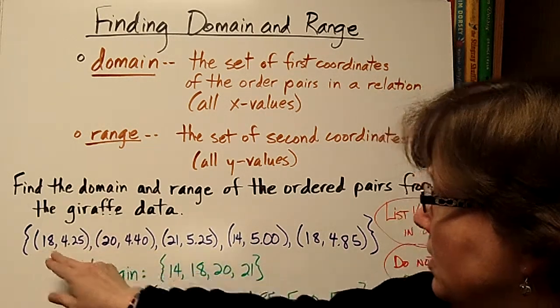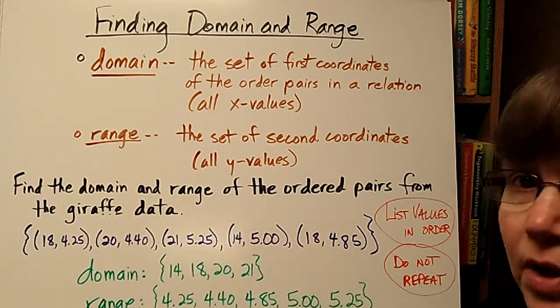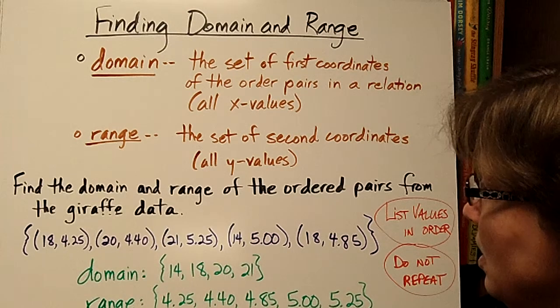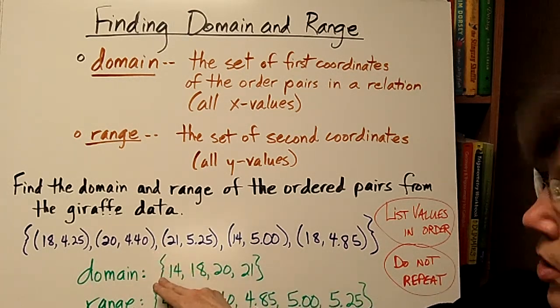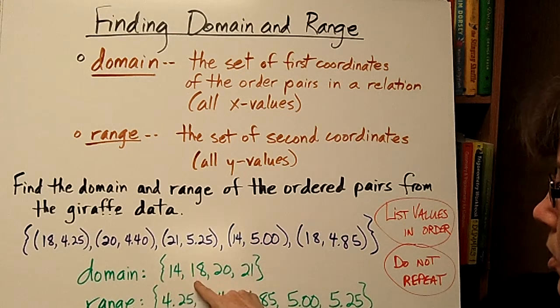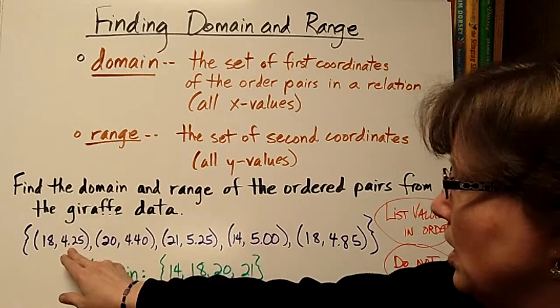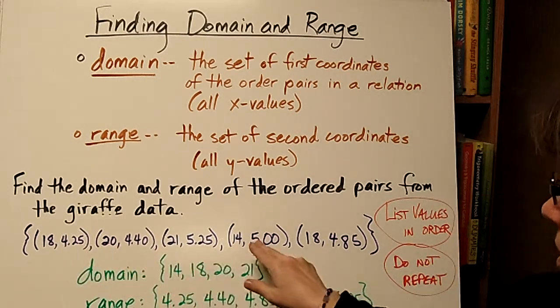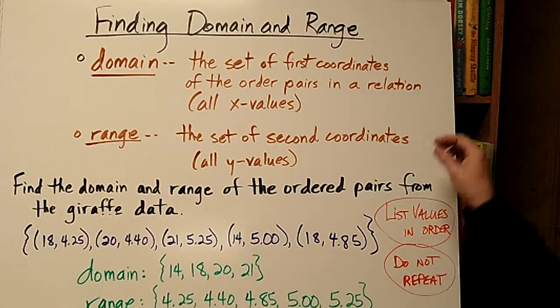As you can see, the 18 years was listed twice because they had two different heights for 18-year-old giraffes. You'll write the word domain with a colon, use the curvy bracket, and then list them in numerical order with commas separating them. Your range, you take the second value of the ordered pairs and do likewise. So here you have the domain and range for the table for the giraffe's height.